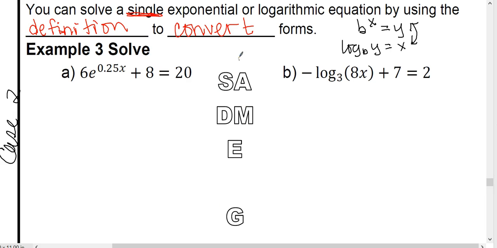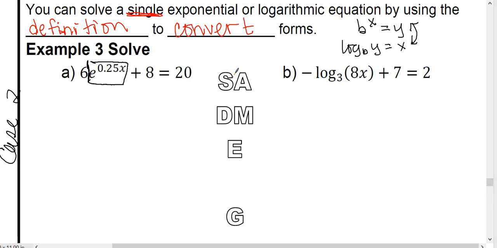Alright, so we go back to good old SABMEG. We're undoing the order of operations. The important part is that you isolate that single exponential or logarithmic part. So here for this problem, I know it's exponential because it doesn't have log. The base of the exponential is e, separate from the 6, and the exponent is 0.25x. That's the part I'm trying to get by itself. I'm trying to isolate the base and the exponent.